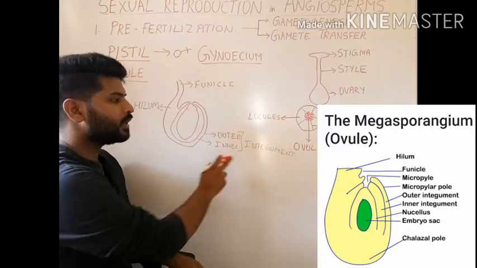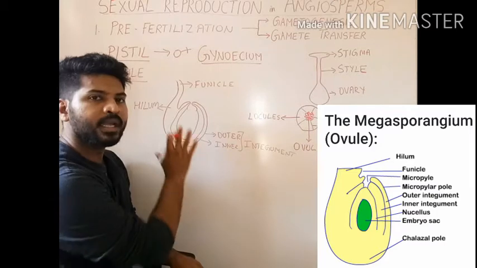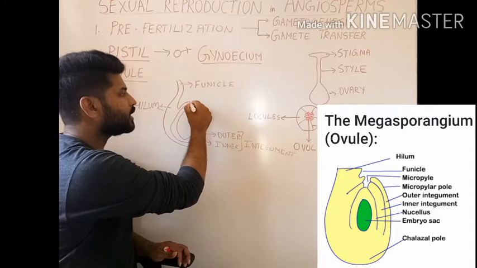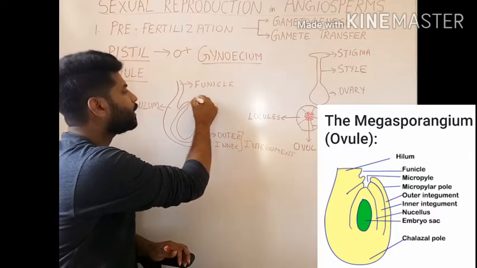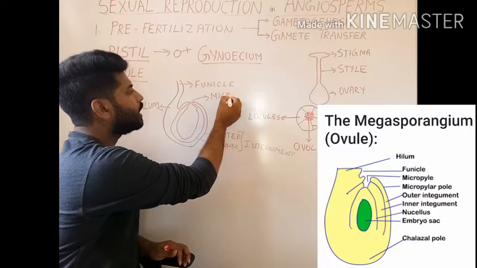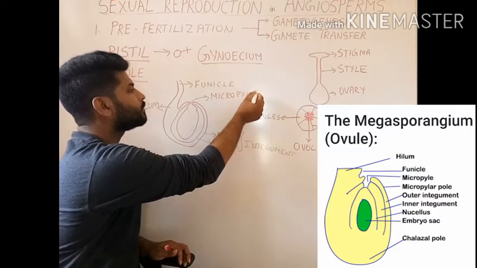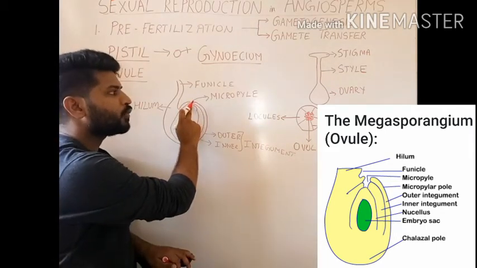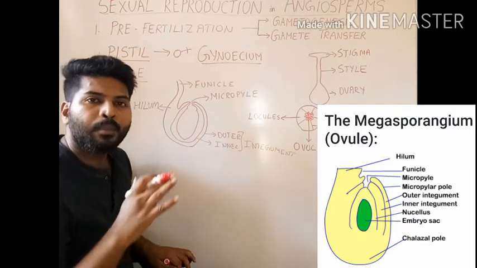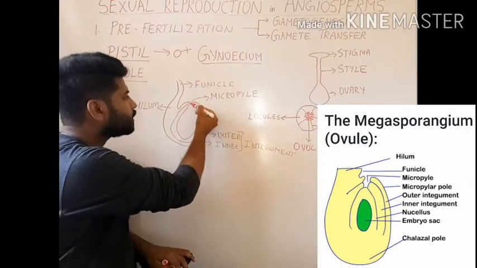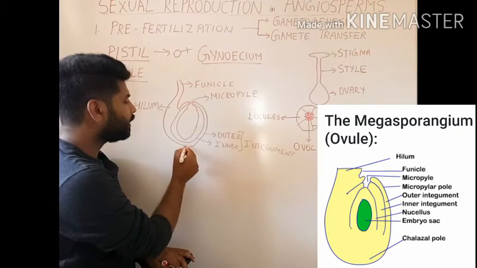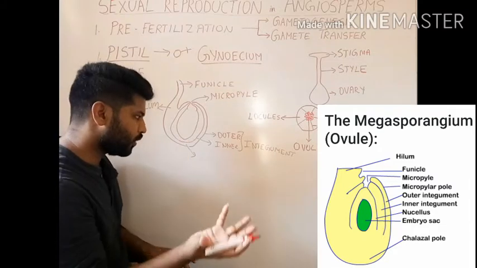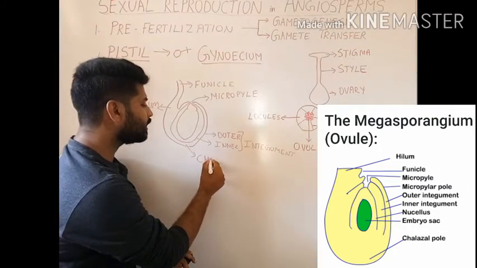The ovule is completely covered by the outer and inner integuments everywhere except at the tip where there is a small opening. So here the integuments are absent. This opening is called the micropyle. Therefore, this end of the ovule is also called the micropylar end. Opposite to the micropylar end, we have the basal portion of the ovule. This is called the chalazal end.